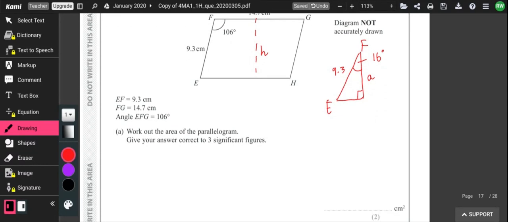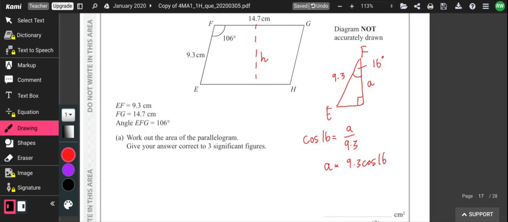So we're going to do cos of 16 is equal to A over 9.3. A is going to be equal to 9.3 cos 16. Once we have that, we can multiply that by 14.7 to give you the area. So 14.7 times 9.3 cos 16 gives you 131 centimeters squared to 3SF.